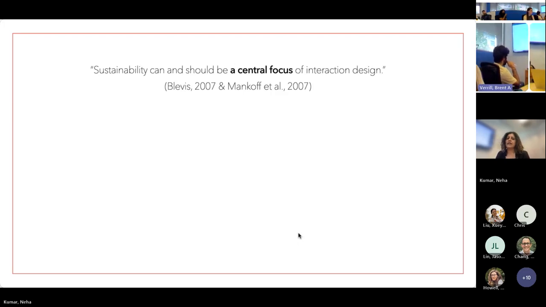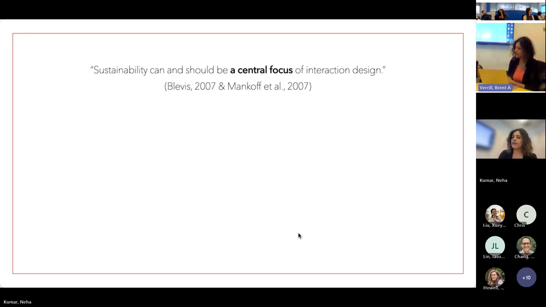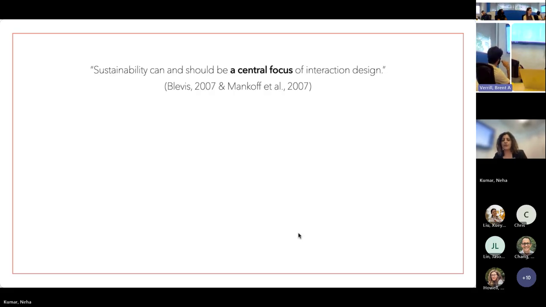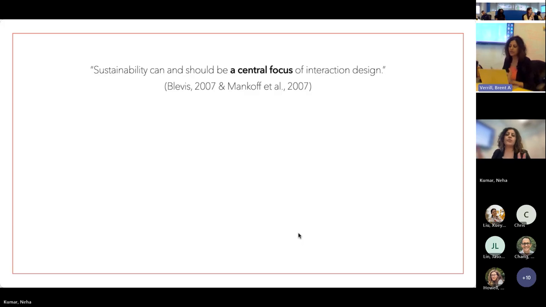To try and direct HCI efforts to address environmental devastation, the subfield of sustainable HCI emerged around 2007 with people like Eli Blevis and Mankoff and colleagues recommending making sustainability a central focus of interaction design. Early work in this field looked at altering users' behavior, for example, via eco-feedback systems or computer games. Critics argued against such a focus, saying that persuasive interventions overestimate an individual's capacity for action, and that merely changing users' practices is not enough when a more systemic change is needed.